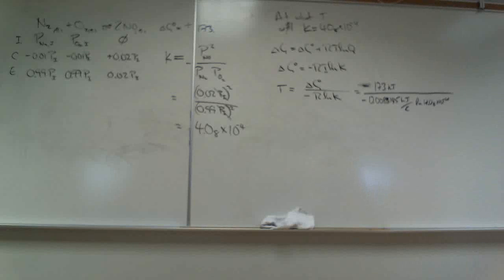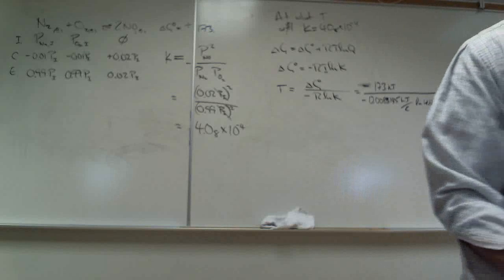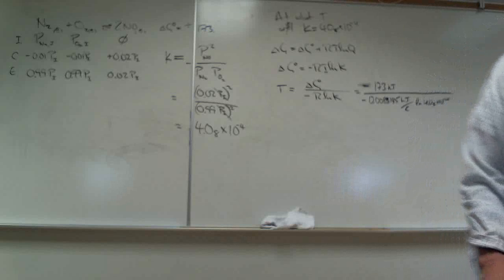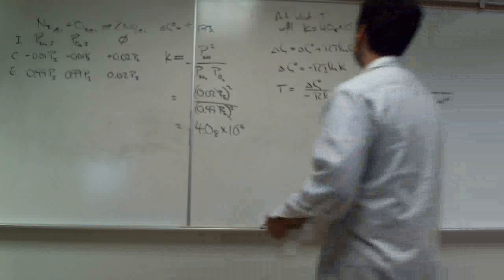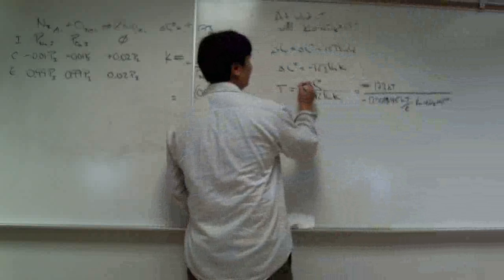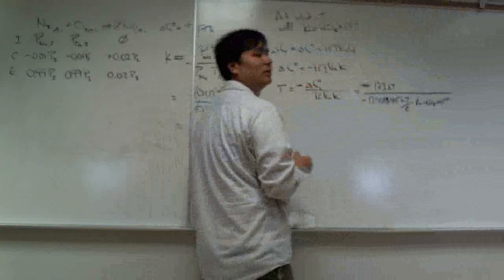So why did we change the delta G to a negative again? Oh, because I did this sign. Oh, okay. I see. I carried this sign. Okay. Right.